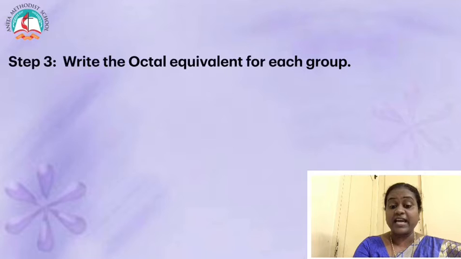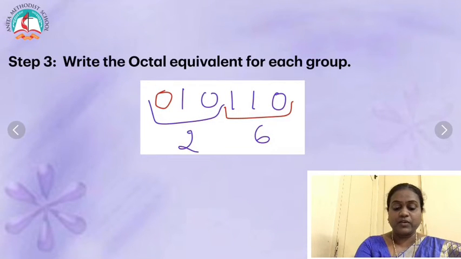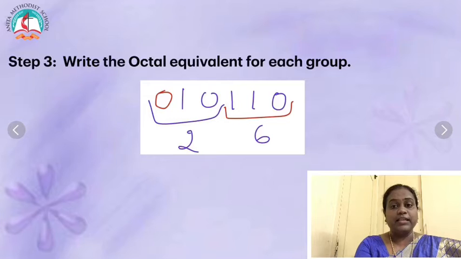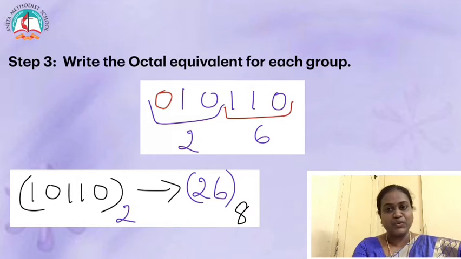Then I will write the octal equivalent to each group. Okay, so for the first 3-bit grouping, 110, the octal value is 6. For the second group, 010, my octal number is 2. So this is how we will find binary to octal.